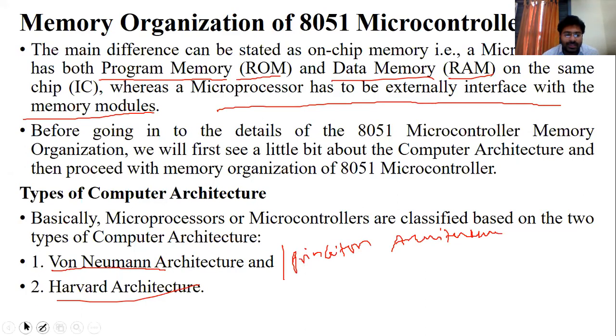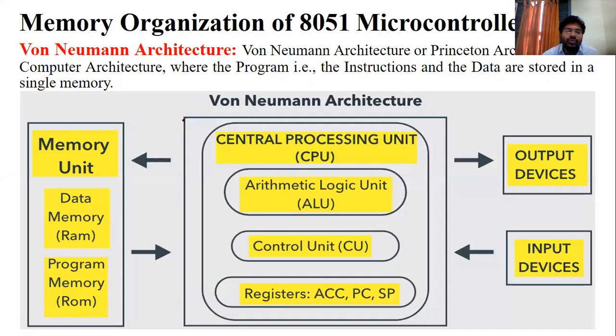What is the difference between these two? See this, in the Von Neumann or Princeton architecture, it has the CPU, the central processing unit. In this CPU you have the ALU, the timing and control unit, some registers, and input output devices. At the same time, you have the memory, data RAM or program RAM. This architecture is common for both microprocessors as well as microcontrollers.